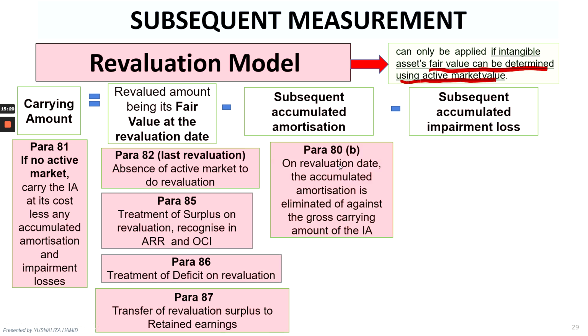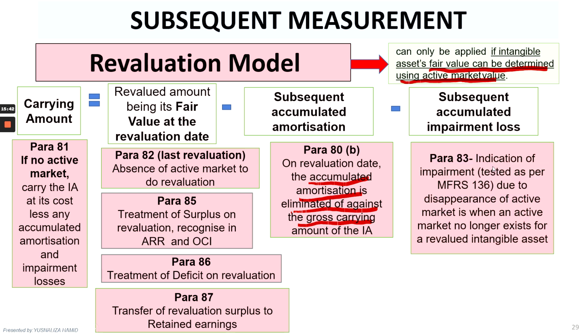On the revaluation, as per paragraph 80b, any accumulated amortization must be eliminated against the gross carrying amount. In MFRS 116, you are talking about accumulated depreciation, but here, as I said, the term is amortization. Paragraph 83 talks about impairment. The indication of impairment is discussed under MFRS 136, but the application is under MFRS 116, and that is also similar here in MFRS 138.